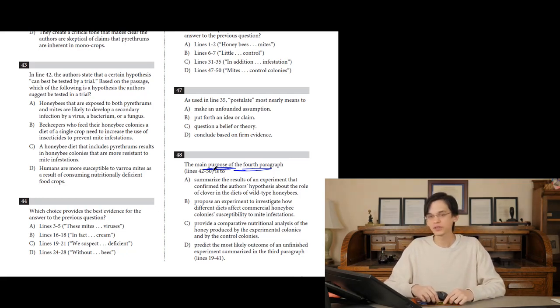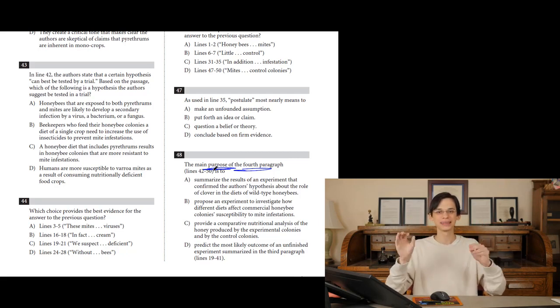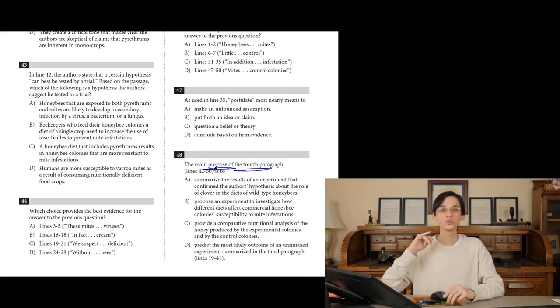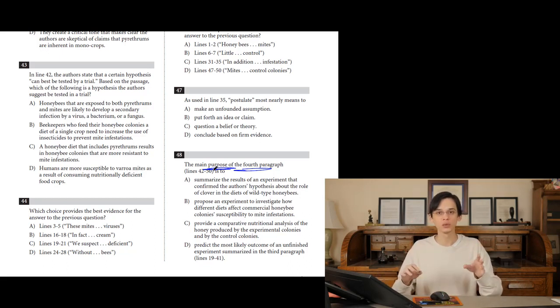So when we talk about what's the purpose of the fourth paragraph, what is that thing doing that nothing else in the piece does? A better way of thinking about it could be, if you were to remove the fourth paragraph completely, what do we no longer know? What's missing? What's no longer understood? That's what it's going to be.